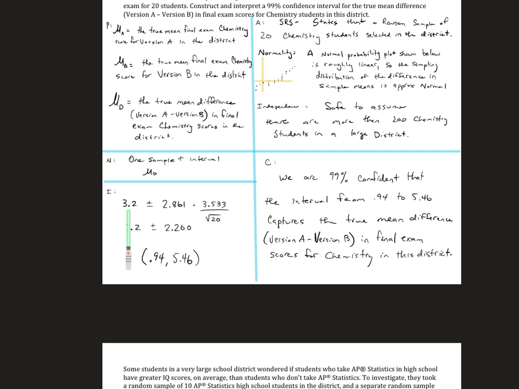3.2 is the point estimate, so that's x bar plus or minus 2.861 times 3.533 divided by the square root of 20. I get 3.2 plus or minus 2.260, and I get an interval of 0.94 to 5.46. So then here's our favorite phrase. We are 99% confident that the interval from 0.94 to 5.46 captures the true mean difference, version A minus version B, in final exam scores for chemistry in this district. Again, I'm concluding about the students in this district.